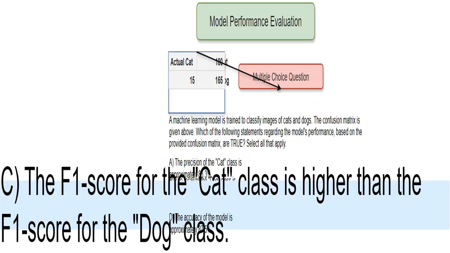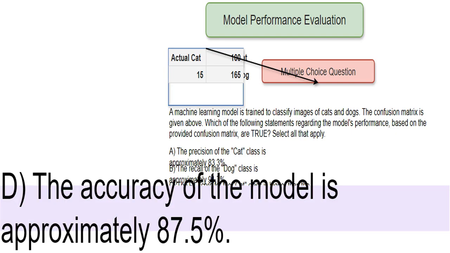This is the third multiple choice option, which is related to F1 score, a metric that combines precision and recall. I'll need to calculate the F1 score for both classes to verify this statement. This is the fourth multiple choice option, which is related to overall accuracy. I'll calculate accuracy and check if the statement holds true.